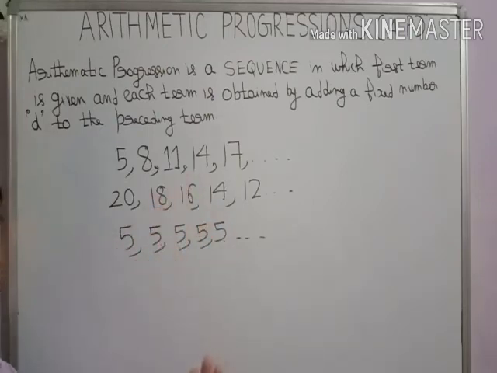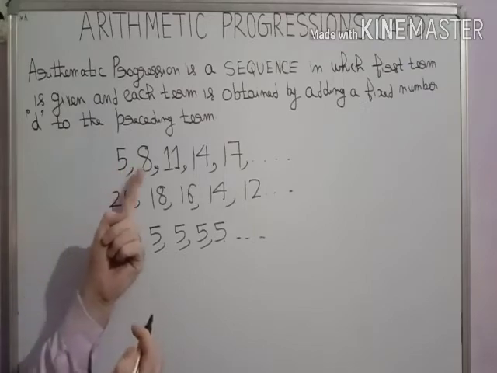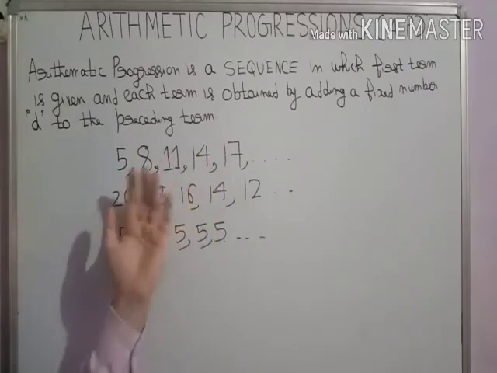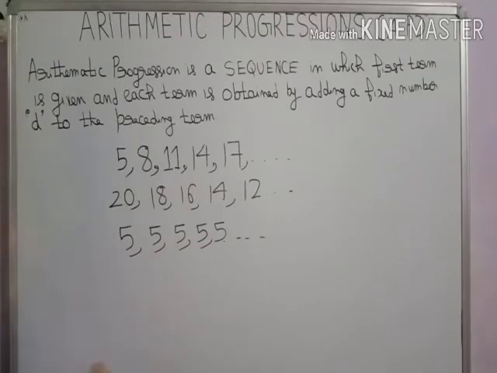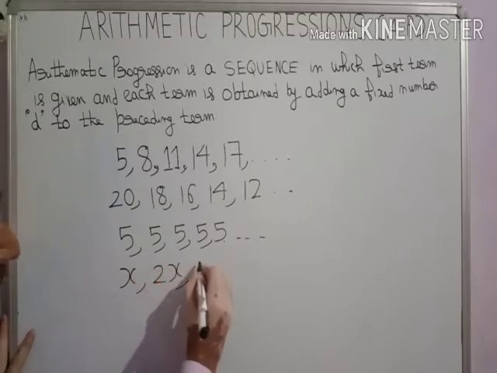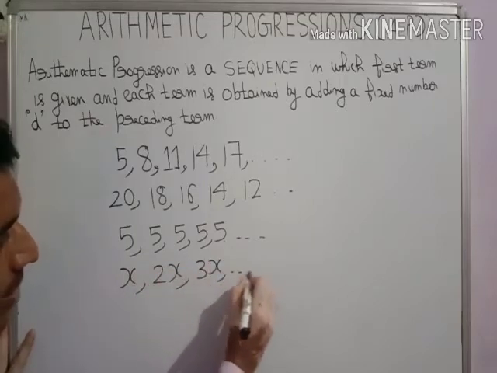And for your kind information, these are called terms: 5, 8, 11, 14, 17. All these numbers are terms separated by commas. And here the terms of an AP can be real numbers as well as expressions. I can write x, x plus x, 2x, 2x plus x, that is 3x, like this.